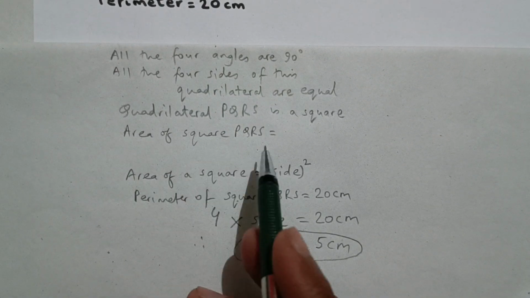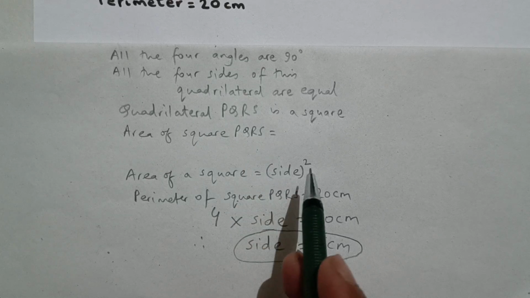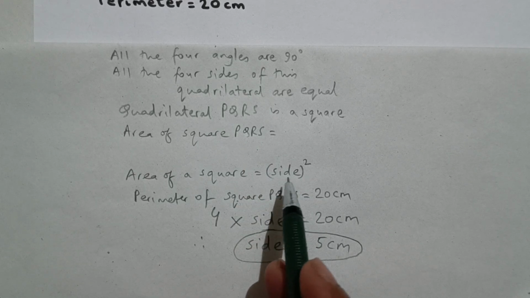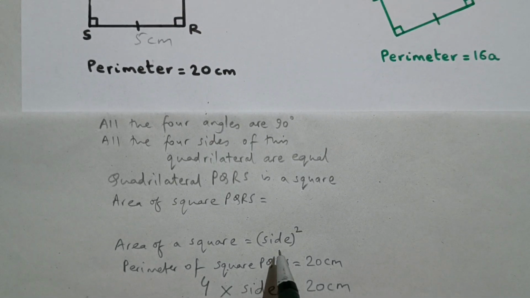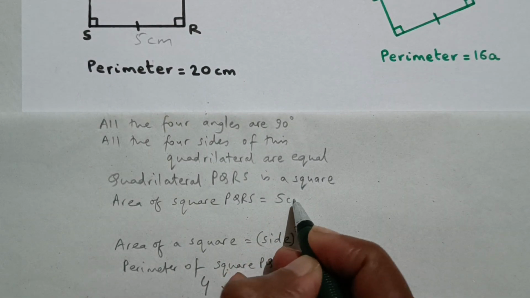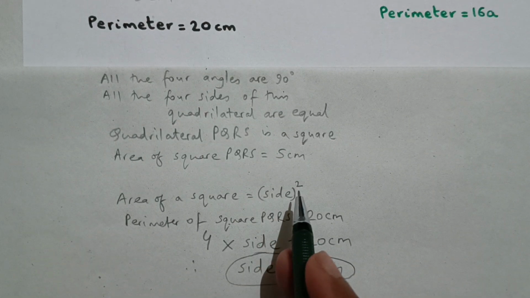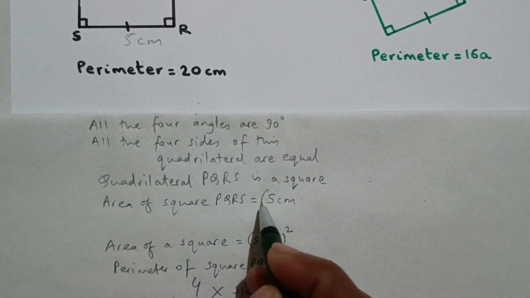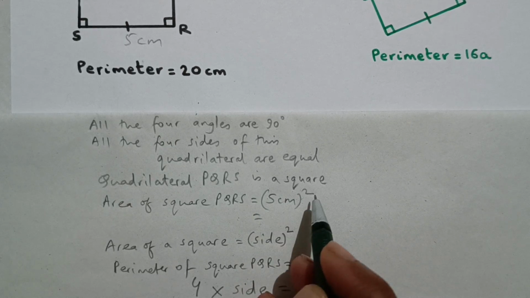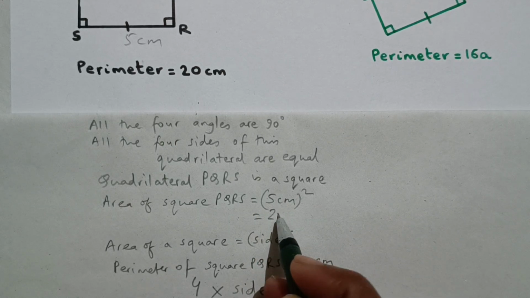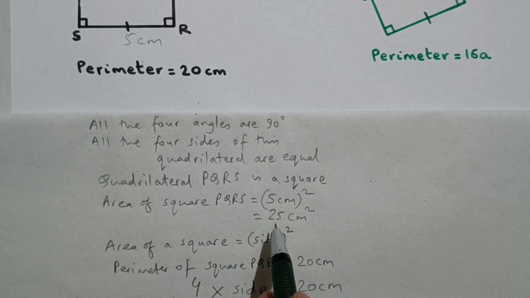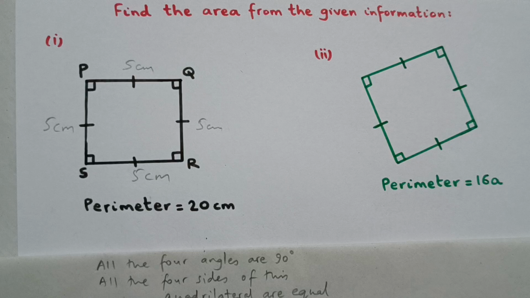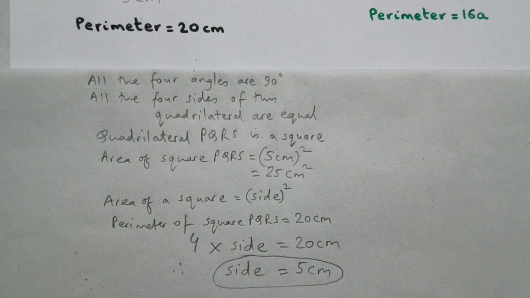Now area of square PQRS is side square, and now we know the measure of the side of square PQRS. So side is 5 centimeter. So instead of side I will write 5 centimeter. Now side is squared, so 5 centimeter will also be squared. So 5 centimeter whole square is how much? 5 square is 25. Centimeter whole square is centimeter square. So area of square PQRS is 25 centimeter square. So the area of this given diagram is 25 centimeter square.